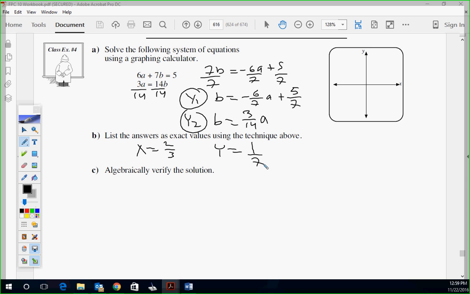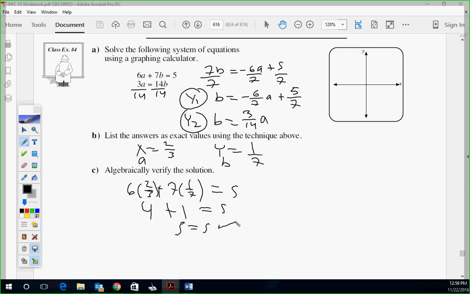To algebraically verify, we can just plug those into the equations. Remember, X is A, Y is B. If we plug this in to the first equation, 6 times 2/3 plus 7 times 1/7 equals 5. 6 times 2/3 is 12/3, which is 4. 7 times 1/7 is 1. 4 plus 1 is 5, so that's verified.